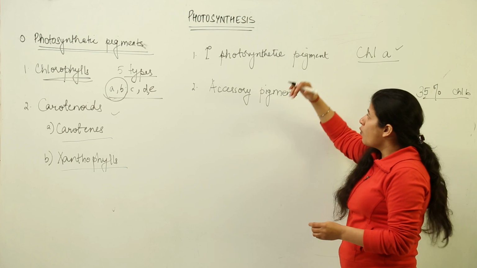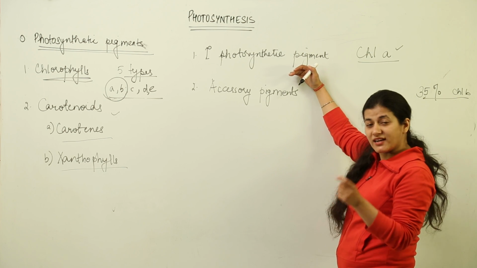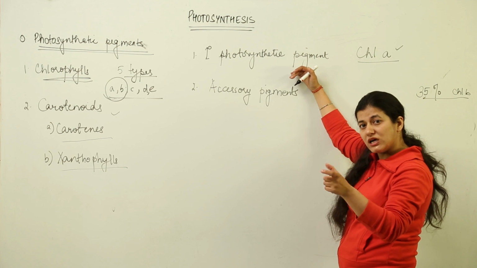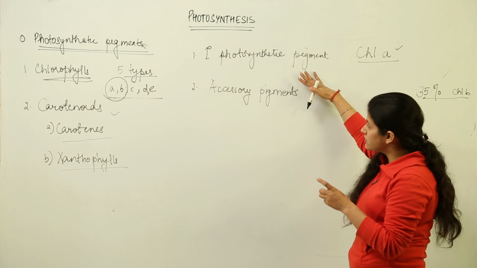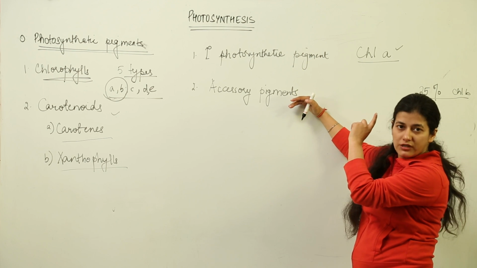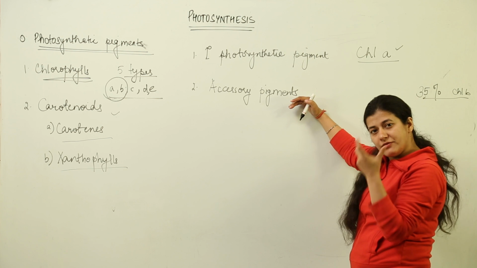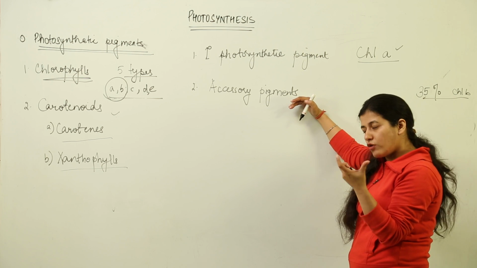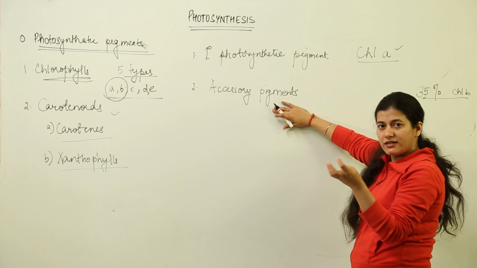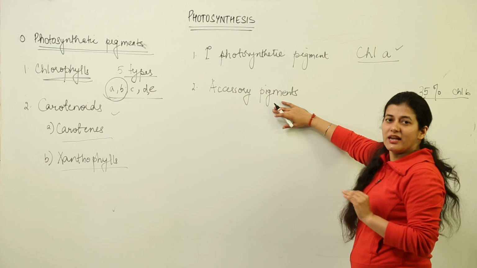Out of those two, one is the primary photosynthetic pigment that has to do all the energy considerations, keeping in mind the work that has been assigned to it, that is photosynthesis. The remaining pigments, apart from chlorophyll A, take up the sunlight that falls in PAR, photosynthetic active radiation, and pass that energy on to the chlorophyll A molecule itself.